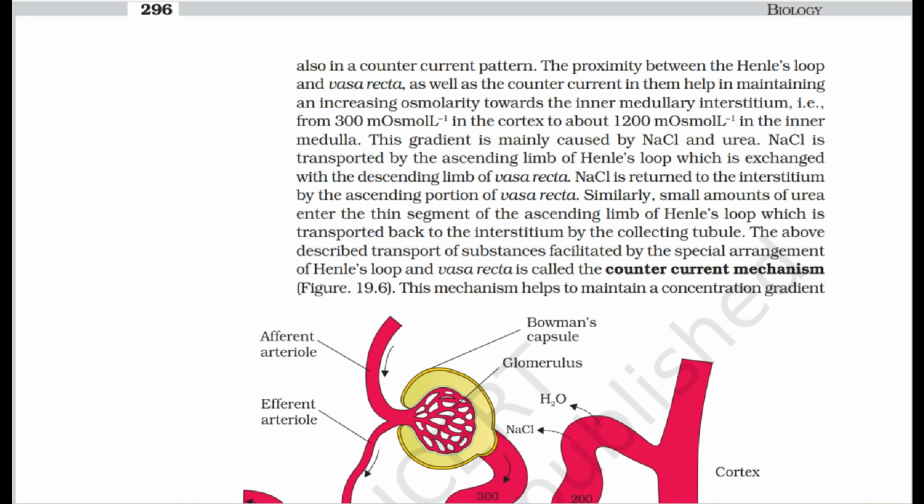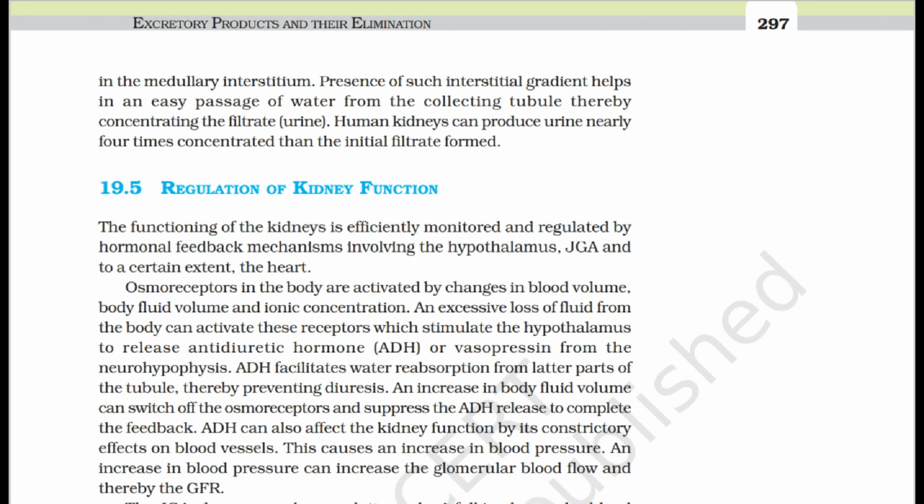The above described transport of substances facilitated by the special arrangement of Henle's loop and vasa recta is called the counter current mechanism. This mechanism helps to maintain a concentration gradient in the medullary interstitium. Presence of such interstitial gradient helps in an easy passage of water from the collecting tubule, thereby concentrating the filtrate, urine. Human kidneys can produce urine nearly 4 times concentrated than the initial filtrate formed.